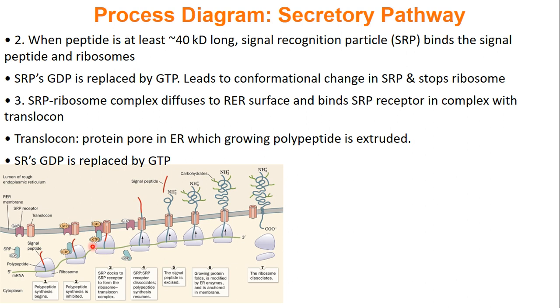Then this SRP ribosome complex will diffuse to the rough endoplasmic reticulum and bind the SRP receptor in complex with what's called the translocon. The translocon is simply a protein pore through which the rest of the protein will be extruded. Now, the receptor has GDP, and when this binding event happens, that GDP is replaced by GTP as well.